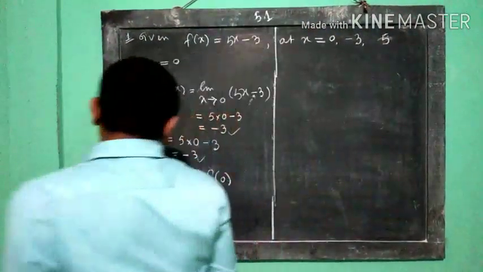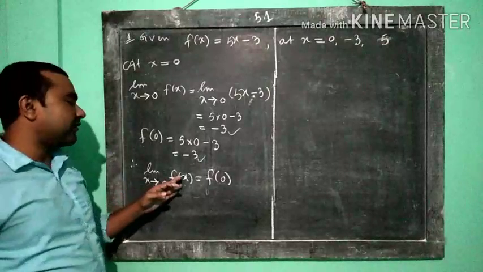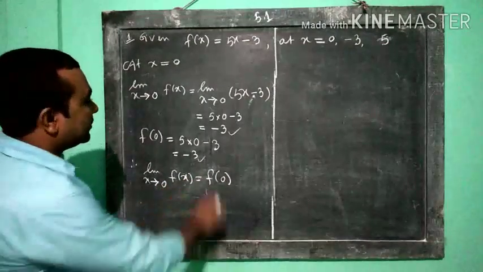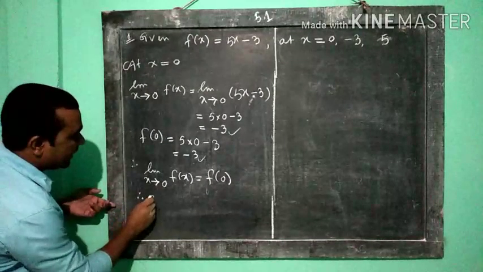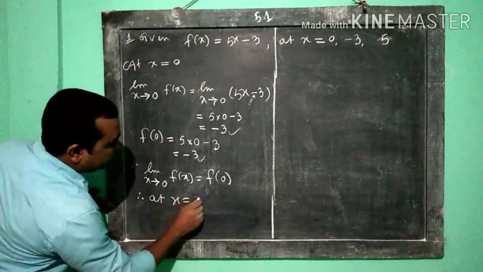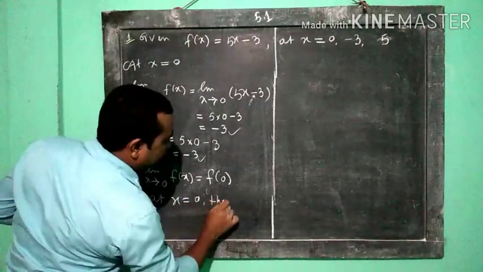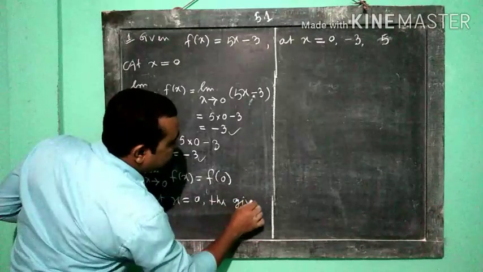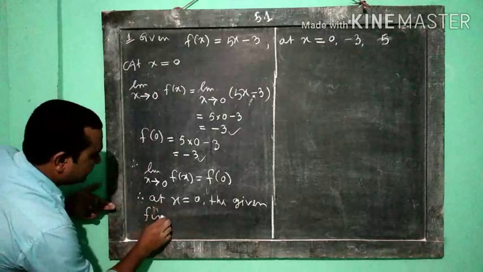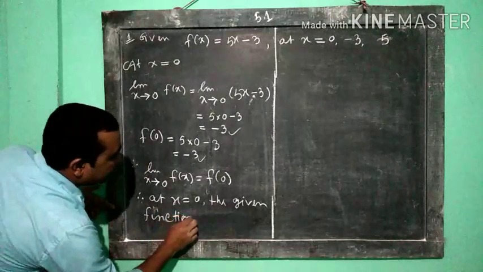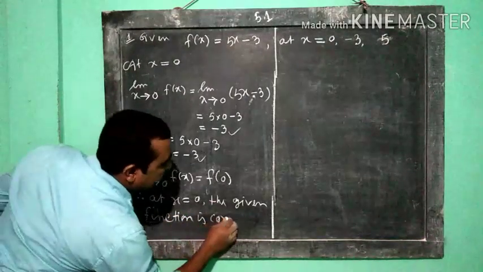So we have the limit as x tends to 0 of f(x) equal to f(0). Both values are -3. Therefore, at x = 0, the given function is continuous.